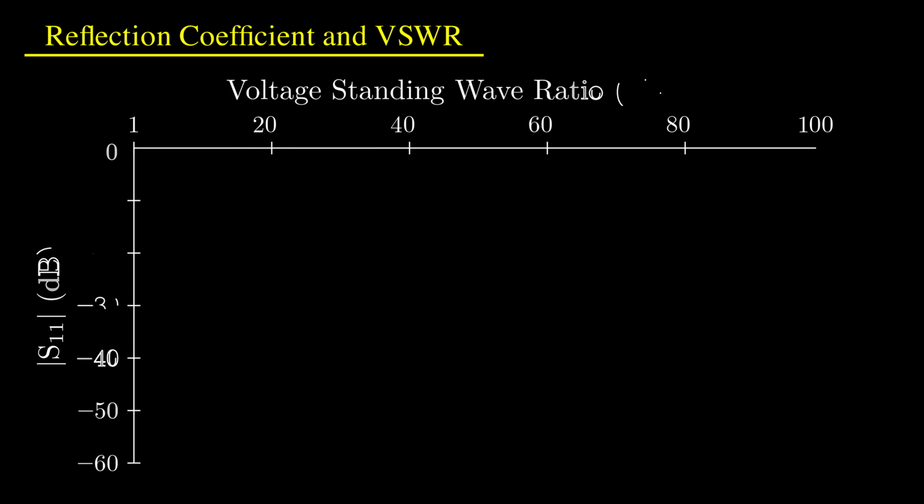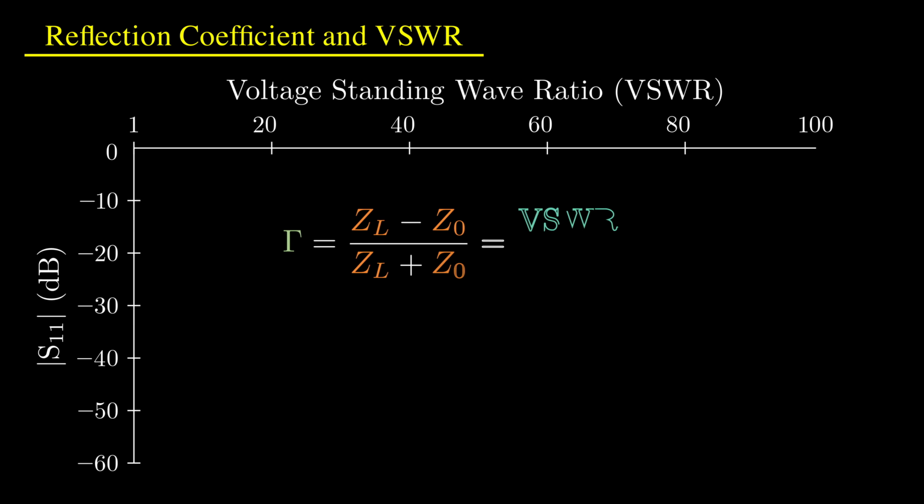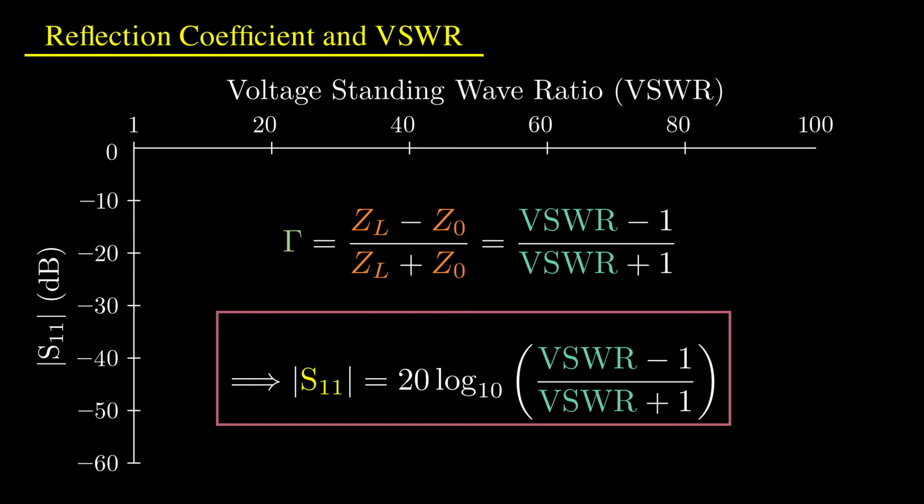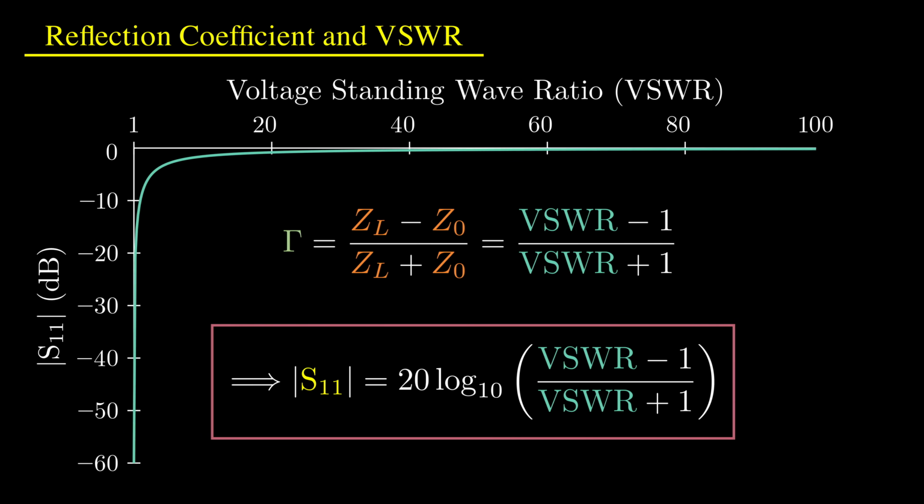Finally, let's look at how the reflection coefficient is related to the voltage standing wave ratio that we previously studied. The quantity gamma represents the voltage reflection coefficient, which is determined by the load impedance, Z sub L, as well as the characteristic impedance, Z naught. This is equal to the ratio between VSWR minus 1 and VSWR plus 1, which is easily proven from the derivation of Vmax and Vmin expressed in terms of the forward and reflected voltage waves. Hence, the magnitude of S11 is simply that ratio expressed in decibels, and if we plot each quantity against each other, we can see that as the VSWR approaches infinity, S11 tends to 0 dB, and as S11 approaches negative infinity, the VSWR tends to unity.